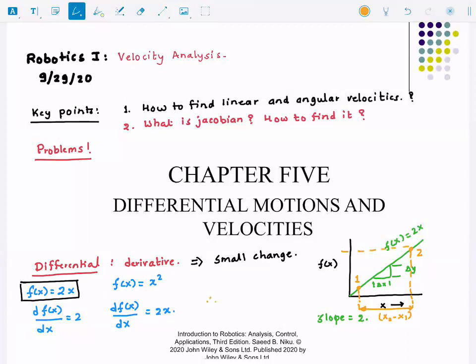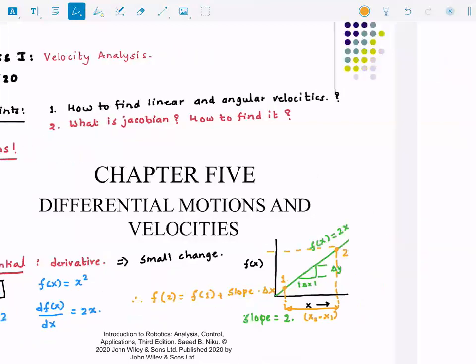So what this simply means is f of 2 is equal to f of 1 plus the slope times delta x. And this is an important observation. And this is applicable for not only a quadratic function or a cubic function, and we are going to use the same concept in robotics.